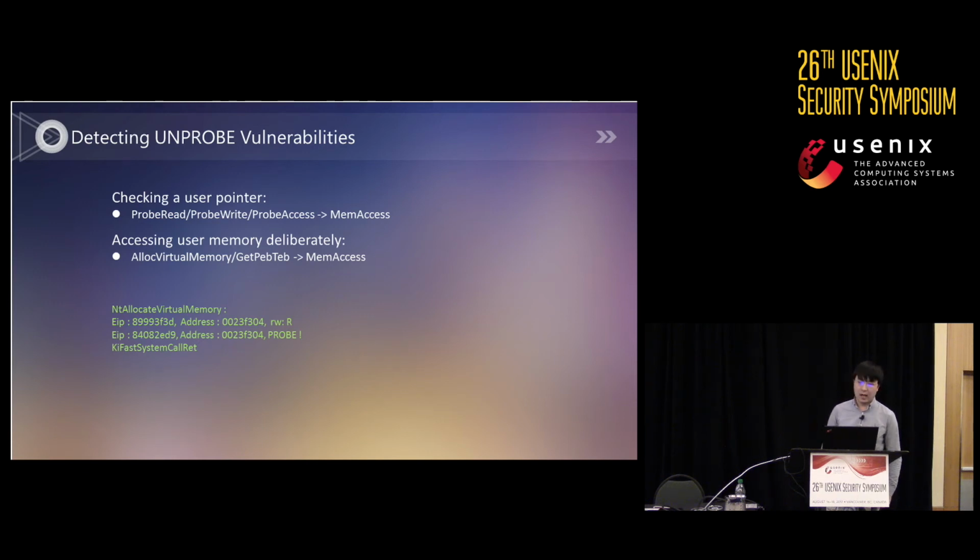The data highlighted in green is the vulnerability in a Dr. Web antivirus software. It fetches the value from the user address without checking, while the subsequent checking instruction belongs to the anti-alloc virtual memory function of the kernel. So it is a typical unprobe vulnerability.